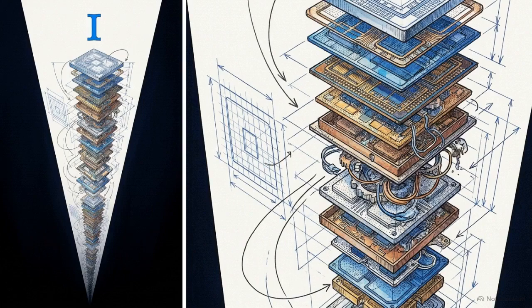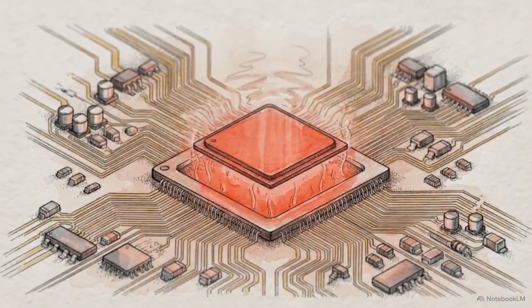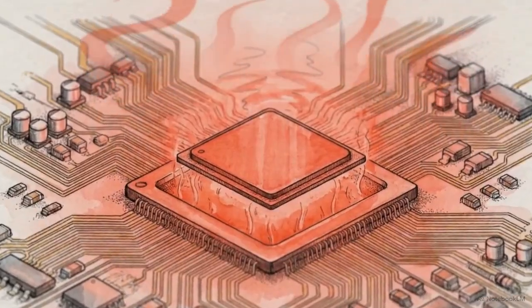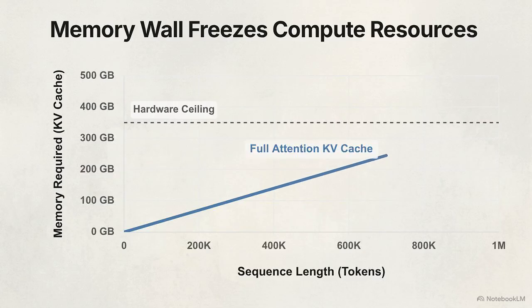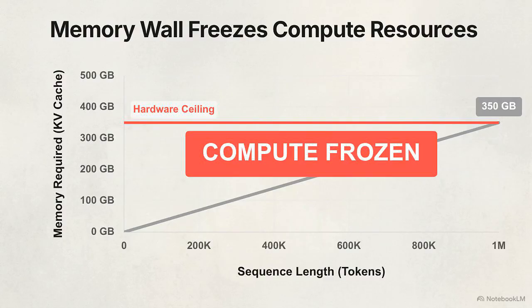Asking an AI to process a 1 million token prompt is like asking a human to instantly memorize a novel. The hardware immediately hits its physical limits and begins to overheat. In a traditional full attention model, holding that much context causes the memory required to track the text, the KVCache, to spike to 350 gigabytes. At that point, the system hits a hard ceiling, and compute resources freeze.